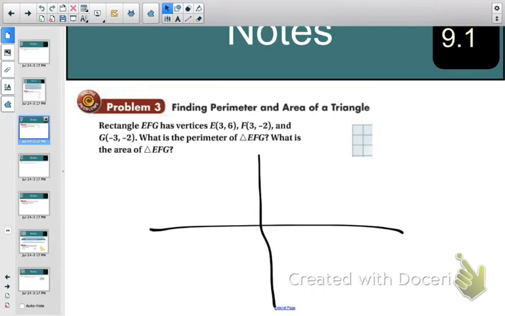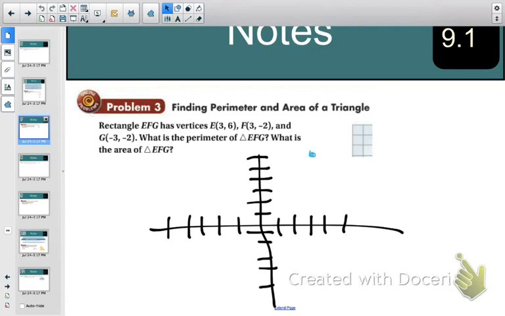Very straight lines. 1, 2, 3, 4, 5, 6. 1, 2, 3, 4, 5. 1, 2, 3, 4, 5. Okay. So our first point is at 3, 6. So over 3, up 6. That is E. F is at 3, -2. And G is at -3, -2.